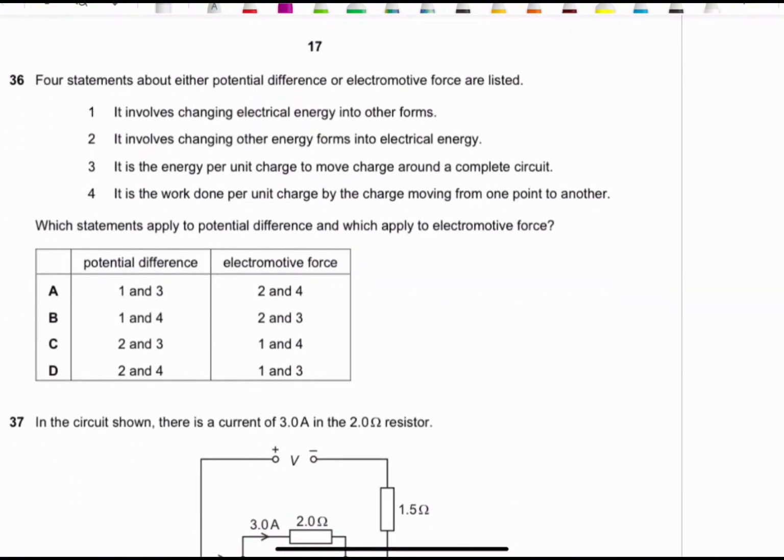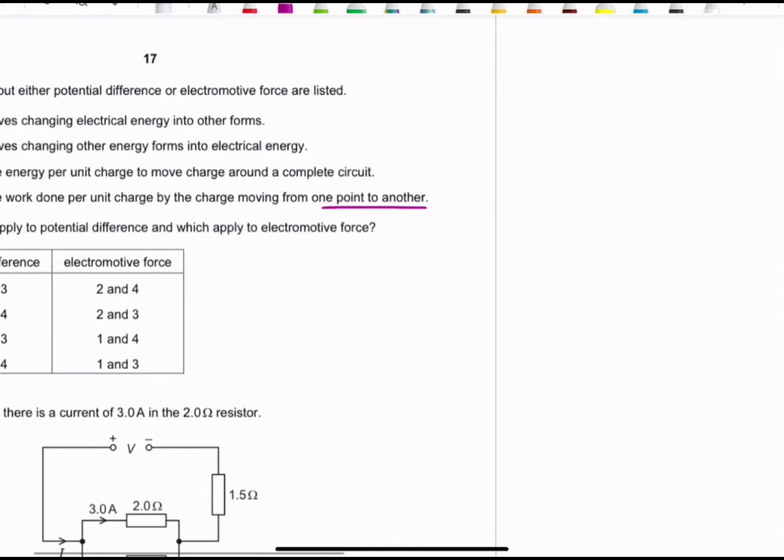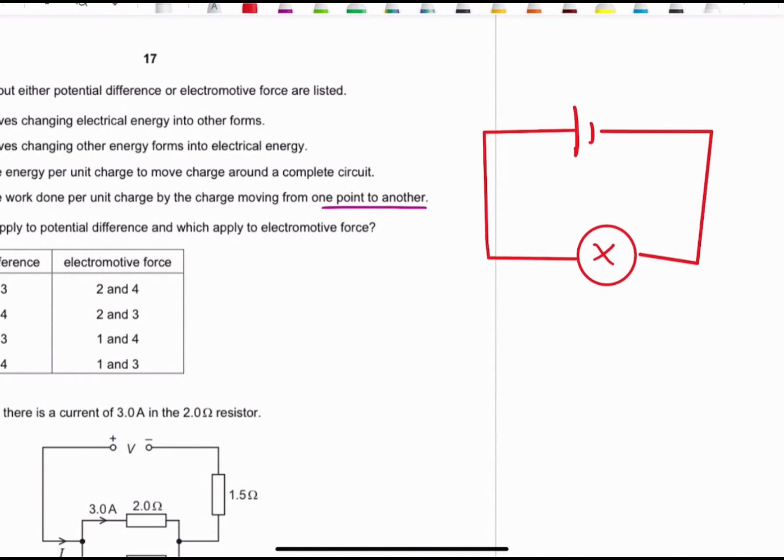Question 36. Four statements about either potential difference or electromotive force are listed. What is potential difference? Potential difference is the energy per unit charge, the work done per unit charge moving from one point to another. I'll give an example. You have a cell, and this is your load. As electrons get out of the battery, they're given a bunch of energy, and they're going to work with that energy across the whole circuit.